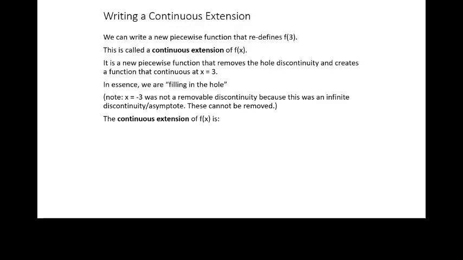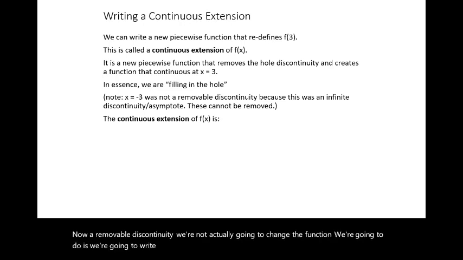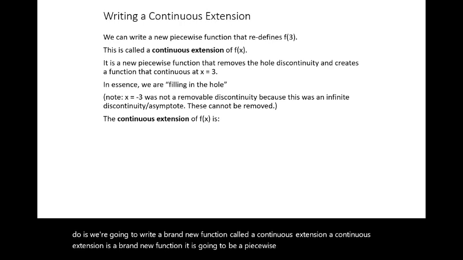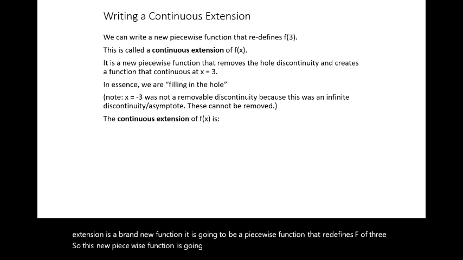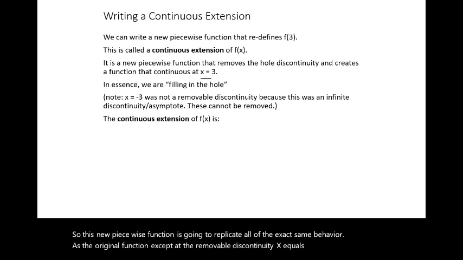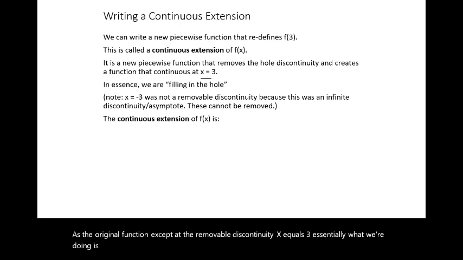Now, a removable discontinuity, we're not actually going to change the function. What we're going to do is write a brand new function called a continuous extension. A continuous extension is a brand new function. It is going to be a piecewise function that redefines f of 3. So this new piecewise function is going to replicate all of the exact same behavior as the original function, except at the removable discontinuity x equals 3. Essentially what we are doing is creating a carbon copy of the original function with an additional point placed right above the hole, which will in essence fill the hole.